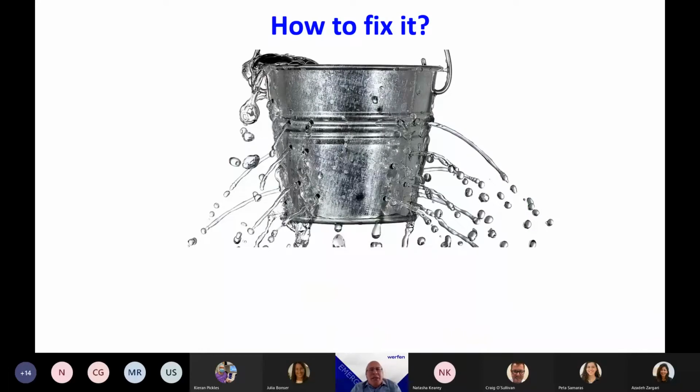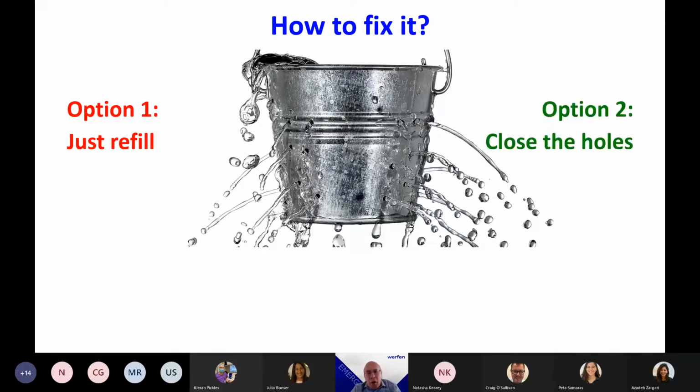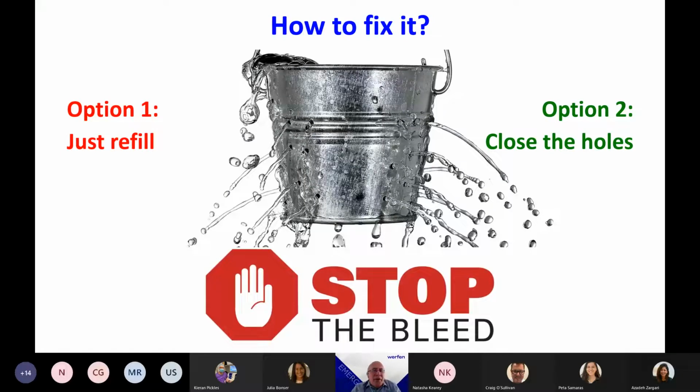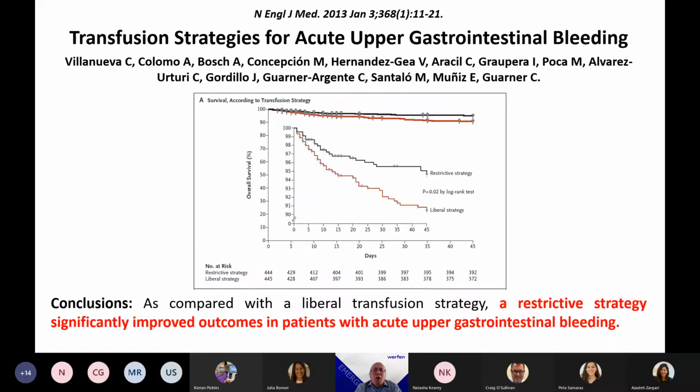The other question is, of course, if we have bleeding, how to fix it? And there are, of course, different strategies. One is just to refill. So if blood is running out, we just add new blood and hope that bleeding will stop at some time. Or, and that's more the way we are working actually, is to close the holes. But then we have to identify the holes, and then we have the opportunity to very specifically close them, because I think the therapy of bleeding, in particular in chronic liver disease, is not just to transfuse, it is to stop the bleed. And again, for that, we have to know why the patient is bleeding.